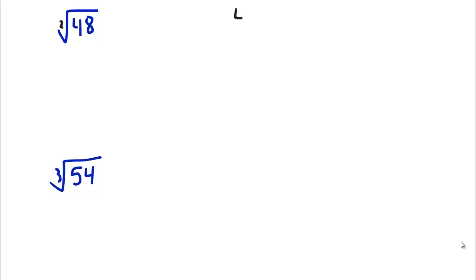So let's think about the structure of the number 48. Can we break it down into its factors? I know 48 is 16 times 3. And that's really good that I broke it down like that, because 16 is a perfect square. 16 is 4 squared.